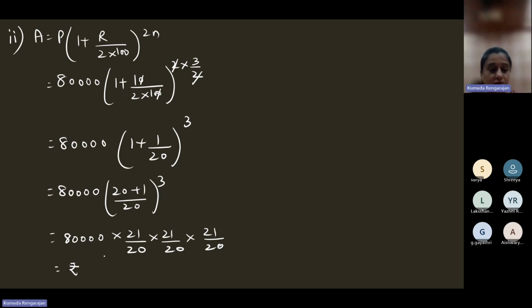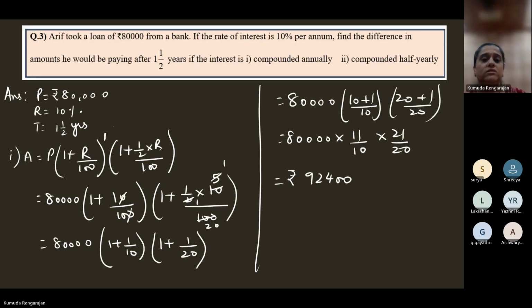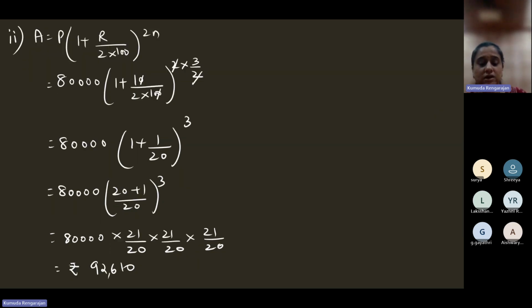Yeah, as you said, it's 92,610. Now the question is to find the difference in the amounts. So in case 1, 92,400. In case 2, 92,610. Yeah, when the interest is calculated every 6 months, you are benefited if it's a deposit, but you're not if it is a loan.